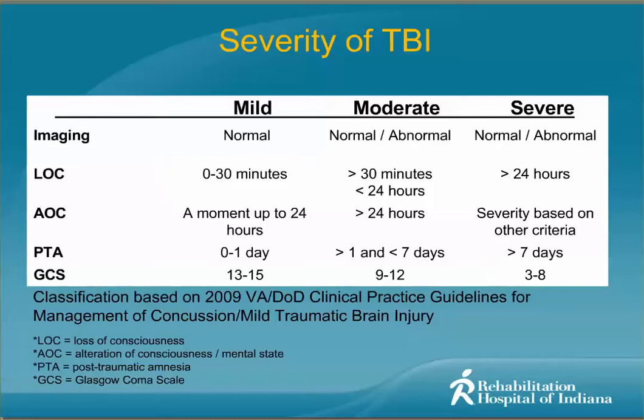The severe, more commonly, you are going to see neuroimaging findings, but they do suggest that sometimes there may be an absence of neuroimaging findings. The loss of consciousness greater than 24 hours. So these are your coma, people in coma at some point. Alteration of consciousness, that severity is based on other criteria. They don't put a specific on that. PTA being greater than 7 days, and then the Glasgow Coma Scale being from 3 to 8. And these are the classification systems based on the 2009 VA and Department of Defense clinical practice guidelines.